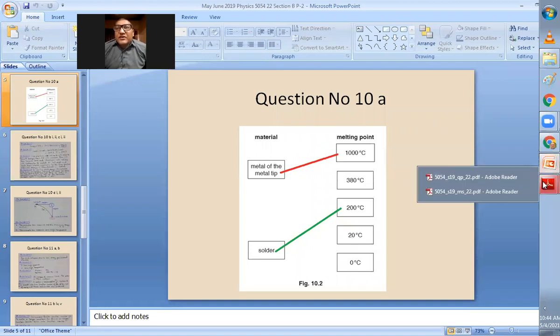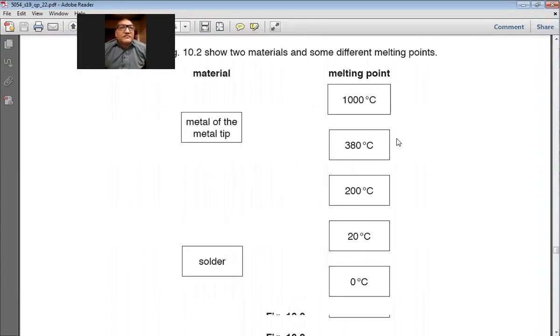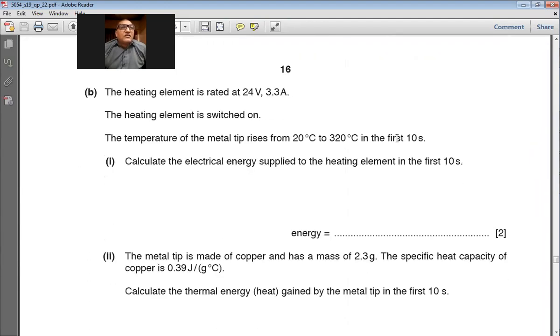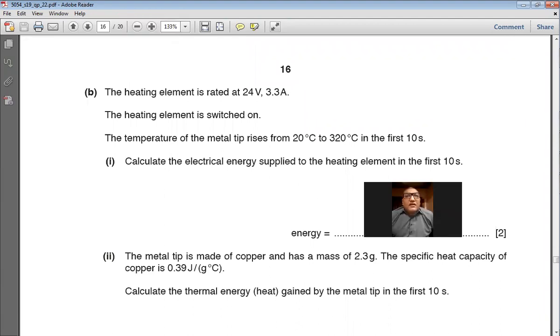Okay, so the next part is an easy numerical. He says the heating element is rated at 24 volt, 3.3 ampere. The heating element is switched on. The temperature of the metal tip rises from 20 degrees centigrade to 320 degrees centigrade in the first 10 seconds. Calculate the electric energy supplied to the heating element in the first 10 seconds.